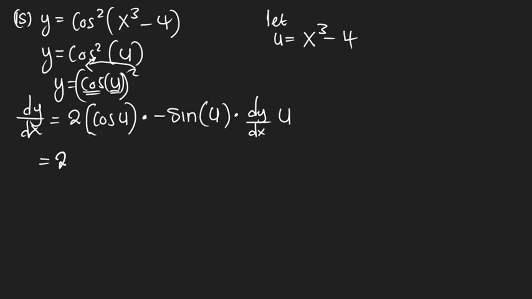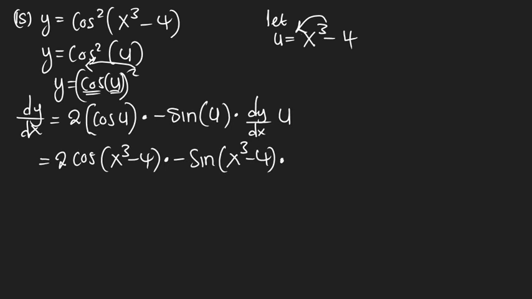So it's going to be 2 cosine, what is u? U is x to the power 3 minus 4. Then multiplied by sine, what is u? x to the cube minus 4. Then multiplied by what is u? We now do dy dx of the part that is inside the vehicle now. Make sure you understand how I'm using the chain rule.